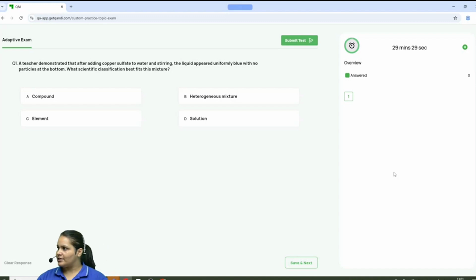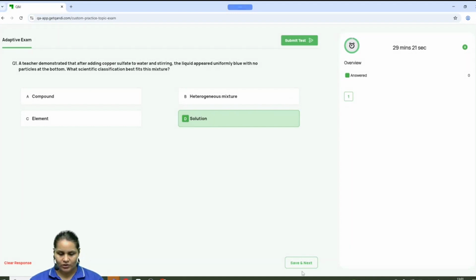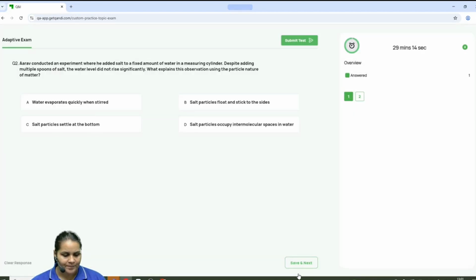Hannah is telling me D. Let me mark D. So she's saying that if I add copper sulfate into water, I stir it and it gets uniformly mixed, it is forming a solution. Okay. Moving to the next question here.